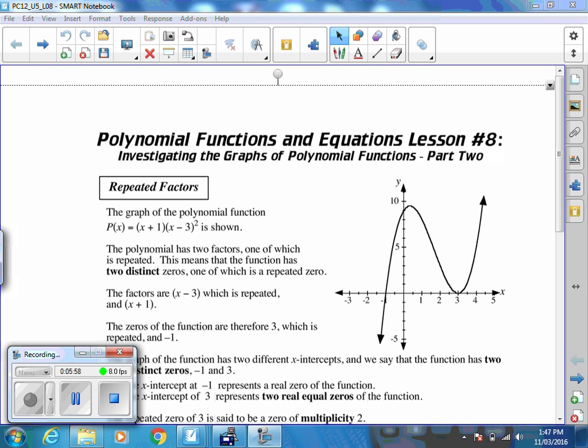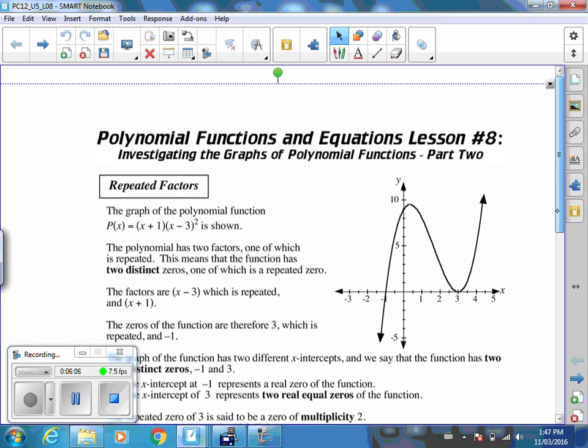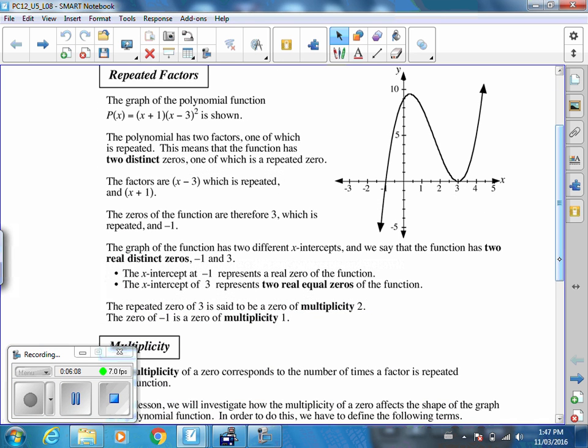All right, so I'm just going to keep this going. Instead of doing separate files for 7, 8, 9, 10, we're just going to go through them all together. So here we've got what happens with repeated factors. So there we have x plus 1 and x minus 3. Polynomial has two factors, one of which is repeated. So it has two distinct zeros. One of them just gets repeated twice. So which one is repeated?